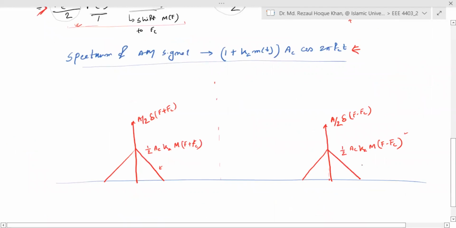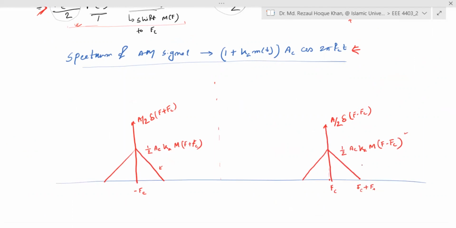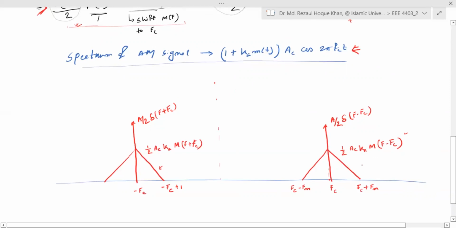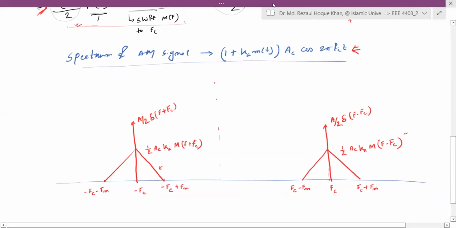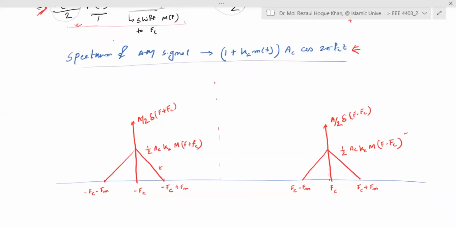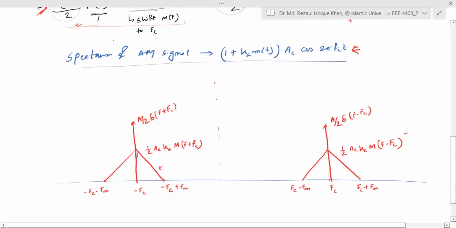So this is Fc, this is minus Fc. If this is the case, then this is Fc plus Fm. This is our message. So this is Fc minus Fm. Same thing: this is minus Fc plus Fm, and this is minus Fc minus Fm. Here, this portion.